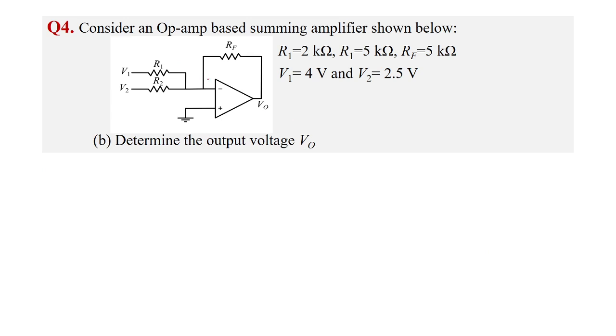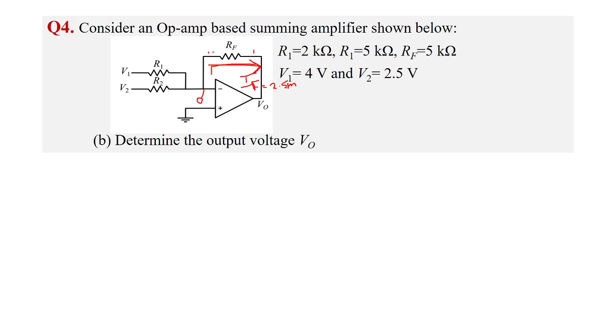It's very easy. Initially we found the current IF, which is 2.5 milliamps. So what is the voltage V out? V out is the voltage across the resistance RF. Since this node is 0 volt, whatever is the voltage across RF from this point to this point is the voltage V0.